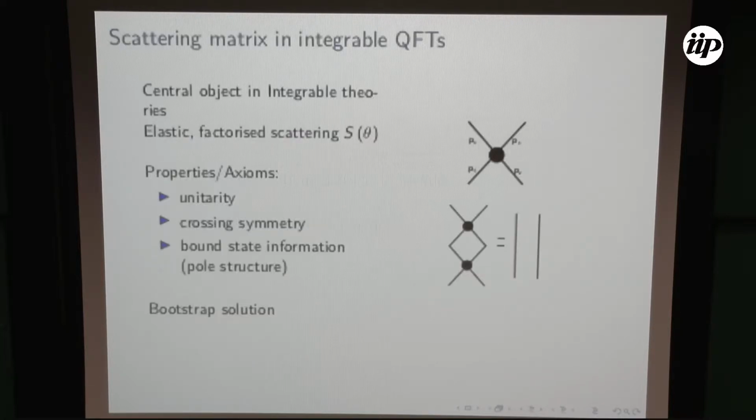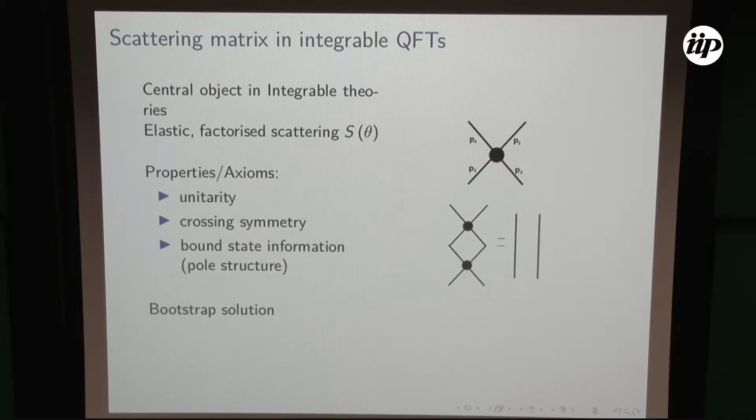Okay, so integrability. In integrability, you have infinitely many conserved charges in the system, and the central object is the scattering matrix, the elastic factorized two-particle scattering matrix, S of theta. We can denote it by this cross and this dot. It has several properties from quantum field theory, like unitarity. That means if you multiply two after each other, it's going to be the identity. In writing, it means that S of theta times S of minus theta equals 1.